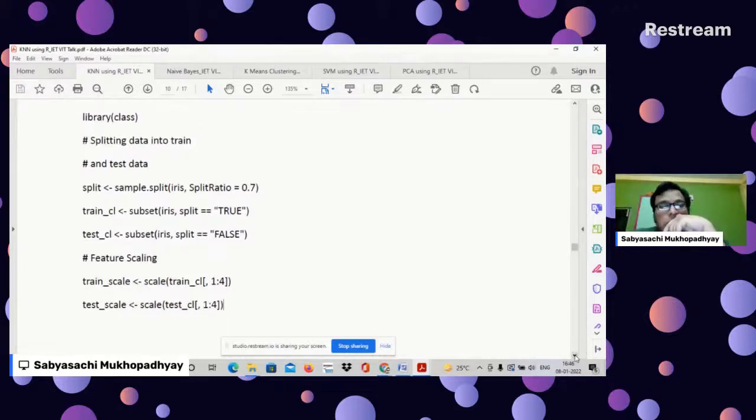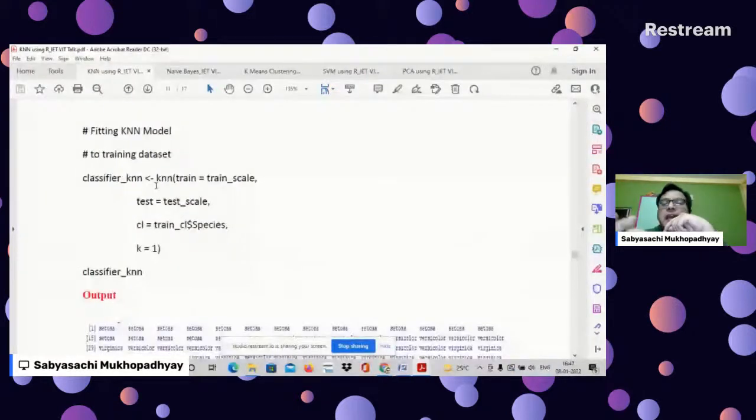Now to train the dataset, what we'll do is apply the knn function over it. So in the first argument, train equals train underscore scale. In the second argument, test equals test underscore scale. And class equals train underscore class. Here you are basically considering the species column. So whenever you want to access the species column, what you have to do is apply this dollar sign of a given dataset to access the column.